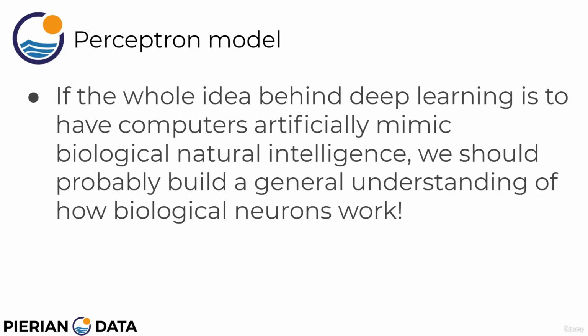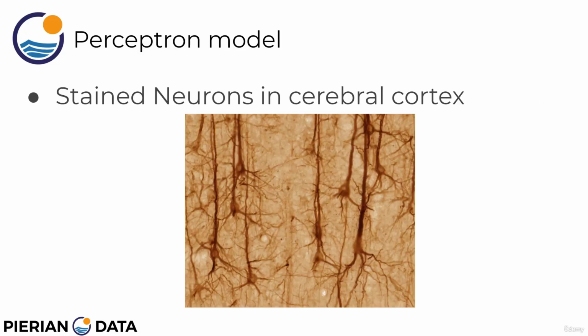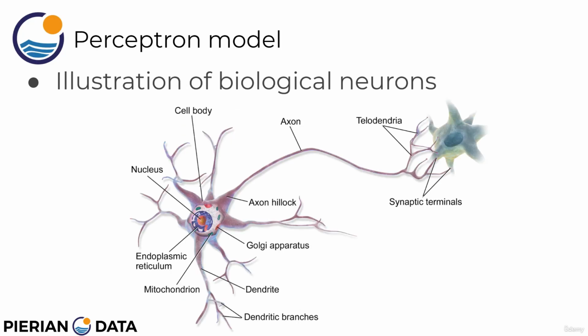it's probably a good idea that we should build a general understanding of how biological neurons work. So here we can see some real stained neurons in a cerebral cortex. And basically what we're going to attempt to do is check out the way these biological neurons work and see if we can develop a simplified abstraction off these real neurons. So here's an illustration of biological neurons, and you can see that there is a lot going on, and don't worry, this isn't a biology class.